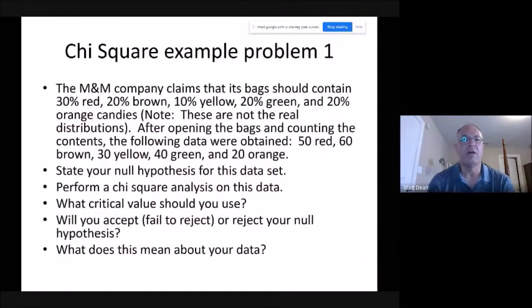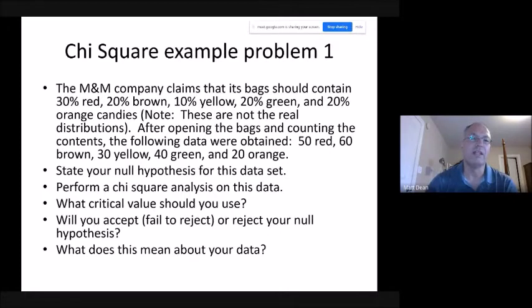Let's go ahead and talk about an example. This is a common example that biology teachers like to do with their students. So supposedly the M&M company, when they color M&Ms, they're supposed to come out of the factory in a certain ratio. These numbers that I have here are not the real distributions. I just made these up. But there's a formula that they use when they're coloring the M&Ms.